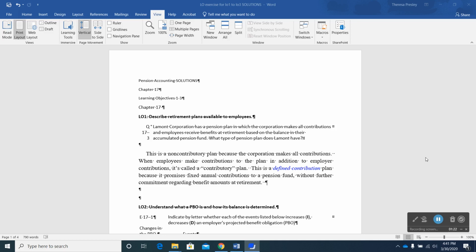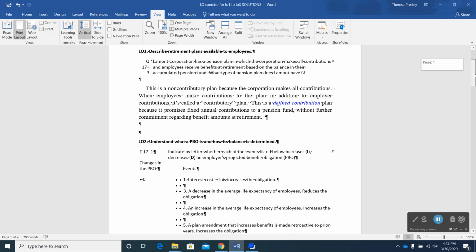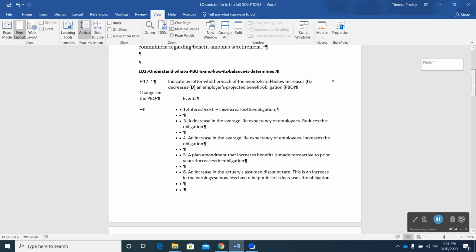Now, it says this is a non-contributory plan when the corporation makes all the contributions, because the employees don't make contributions. If the employees made contributions, it would be called a contributory plan. This is something we haven't discussed a lot, but it is another terminology for the plan. The most important thing I want you to understand here is the difference between the two plans. You're either setting what goes in or you're setting what goes out. Those are the two differences.